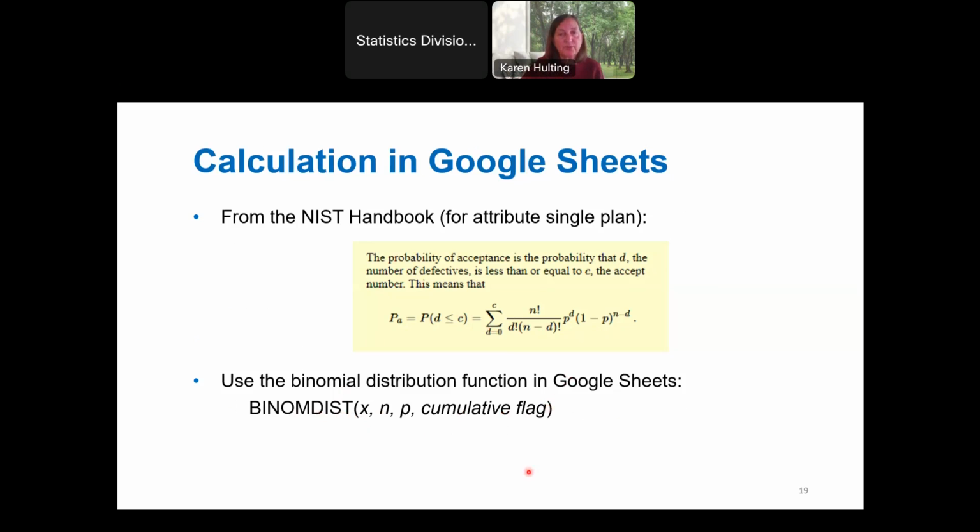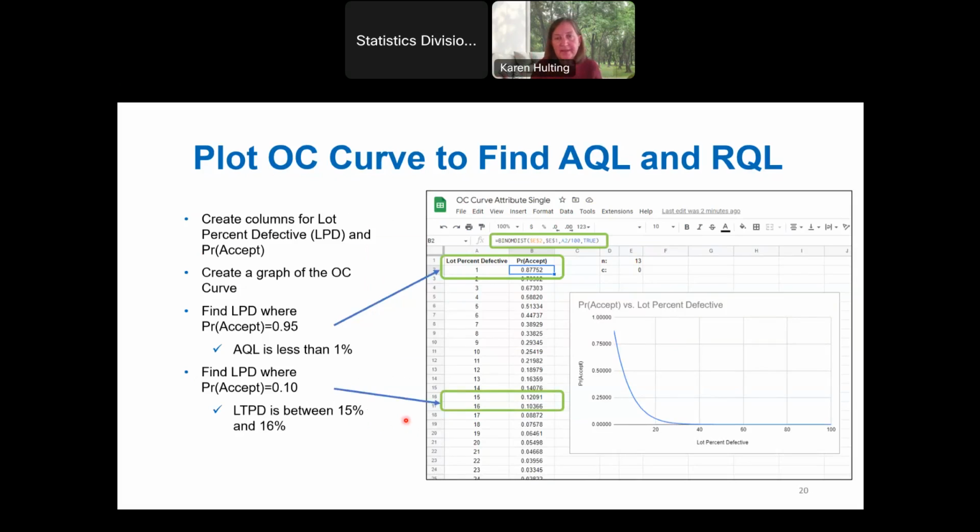You can just use the formula that's hardwired into the spreadsheet. It allows us to do probability calculations with the binomial distribution. Remember, when we do attribute acceptance sampling, we're basing that on binomial calculations. So what does this look like? Here is a Google Sheet that I created for this particular purpose.